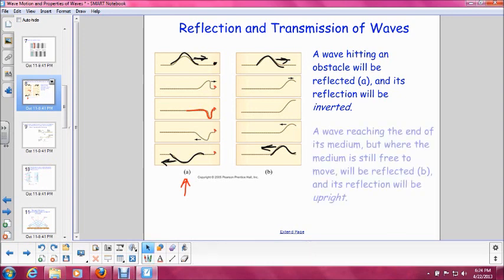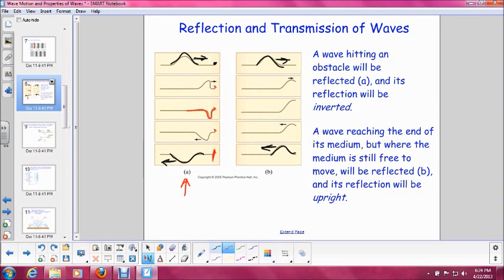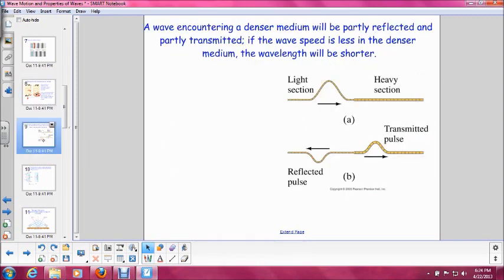Now, if a wave reaches the end of a medium, but it hits something where it can still vibrate, some of it will be reflected and some of it will be transmitted. And when it is reflected, it will be upright. So if we didn't tack this down solidly, if we put something loose there, then the reflection would be just like if it wasn't tacked down at all. However, you would get some transmission. And transmission means it doesn't bounce back, it keeps going.